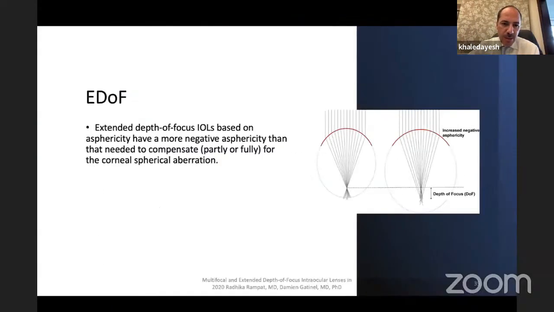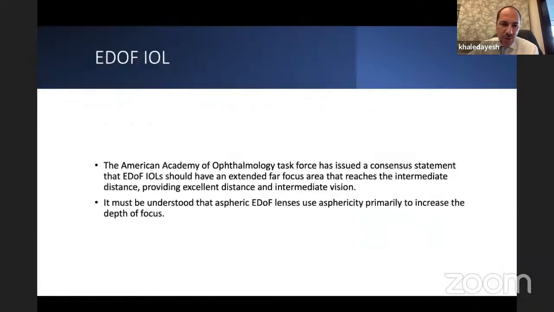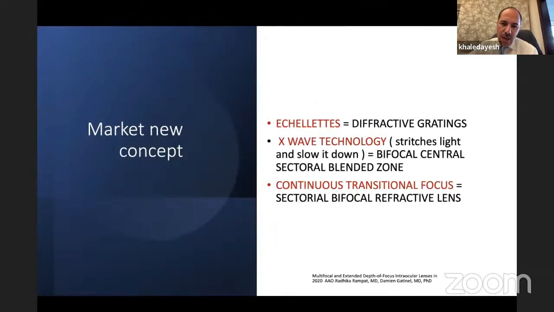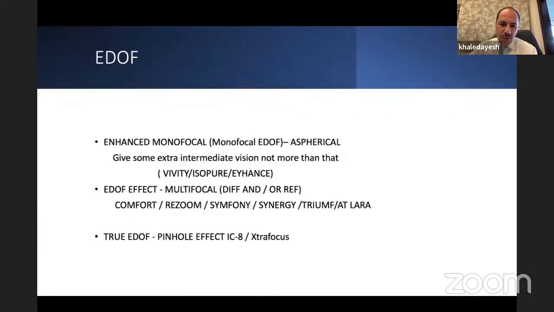I will skip these. So the EDOF lenses also take advantage of the asphericity of the eye. They create more negative asphericity than that needed to compensate for corneal spherical aberrations. And the American Academy of Ophthalmology Task Force has issued a consensus statement that EDOF IOLs should have an extended far focus area that reaches the intermediate distance, providing excellent distance and intermediate vision. And it must be understood that aspheric EDOF lenses use asphericity primarily to increase the depth of focus, not the pinhole effect. We are facing a lot of concepts like the edgeless, the X-wave technology, the continuous transitional focus zones.